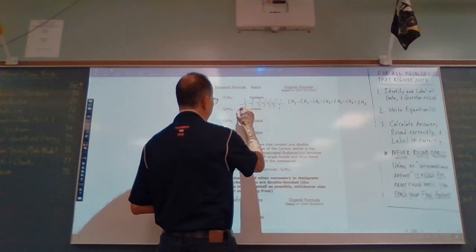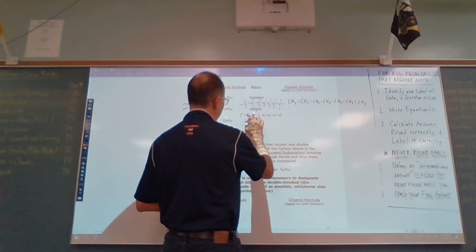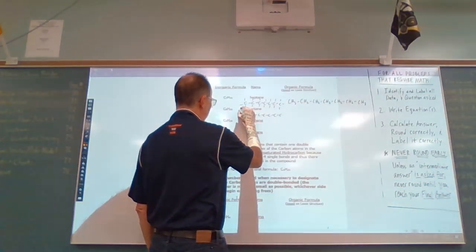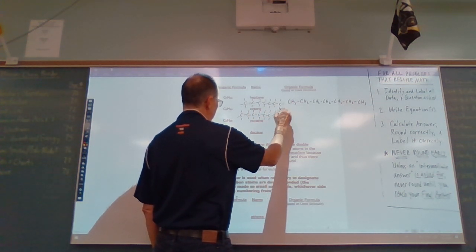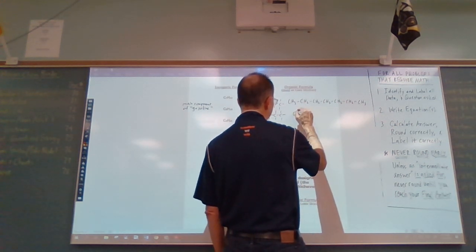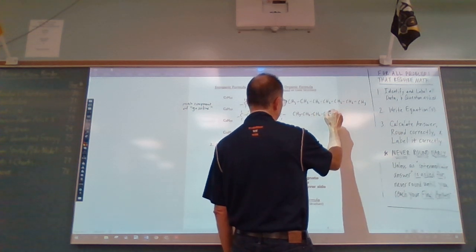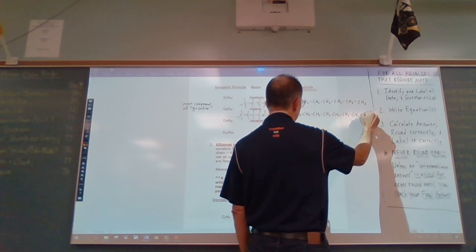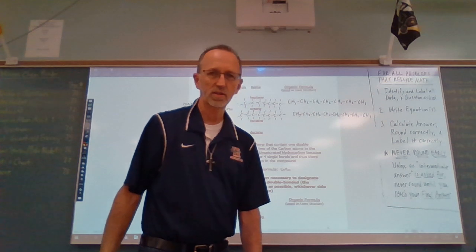So it has 8 carbons, 1, 2, 3, 4, 5, 6, 7, 8, as evidenced by its prefix, oct. And again, 3 hydrogens on the ends, 2 on everything in between. Let's see, we have 6 CH2. So we have CH3, CH2, CH2, CH2, CH2, CH2, CH2, CH3. Wanted to make sure I didn't lose count there.